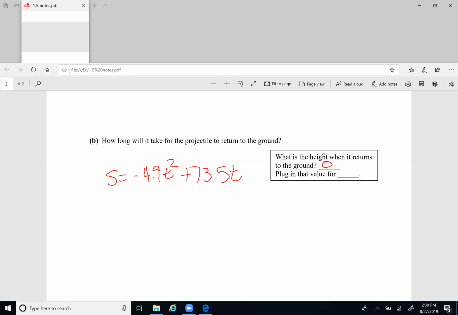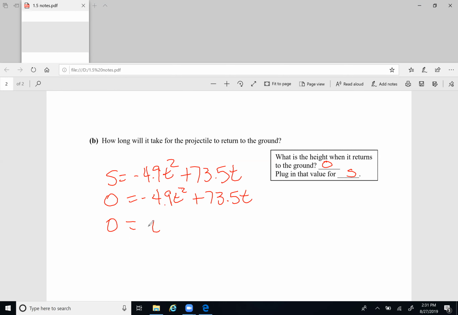So guess what we need to do? We'll plug in that value for s. So 0, when it's on the ground, it's 0 meters above the ground. So 0 equals negative 4.9 t squared plus 73.5 t. And now we can solve this by, again, either factoring or the quadratic equation formula. And although these decimals are here, I can factor out a t from both of these, or I can potentially see if 4.9 divides evenly into 73.5. But let's say I didn't notice that.